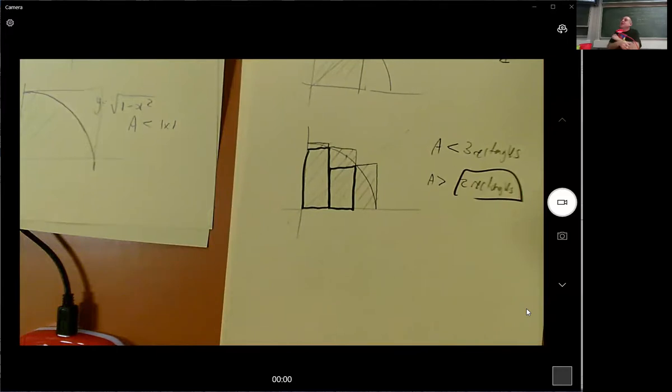And any number that's less than all the upper ones and more than all the lower ones, there's only going to be one number that does that. And that's the actual area.